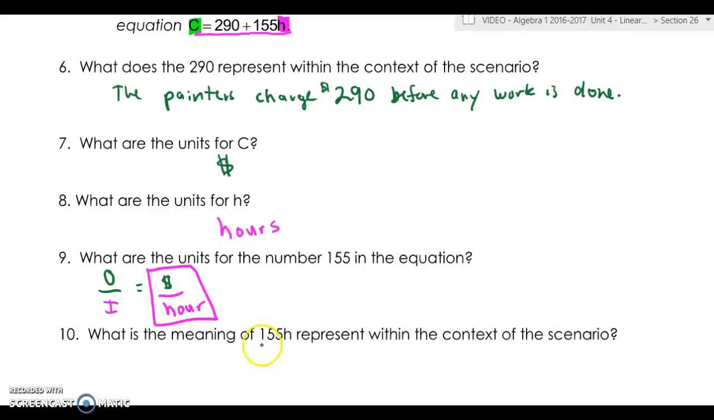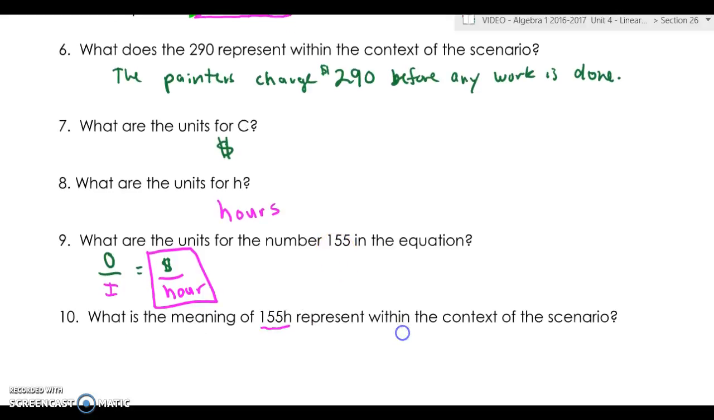And this is the new component. What does the 155H represent? So I want to explore that a little bit, and what that is telling us to do. Looks to me like that's indicating multiplication. So we're going to take 155 times H. Well, we have the units for 155. It's dollars per hour, times hours. So the hours and the hours will cancel out, and our units that we're going to have left are dollars.